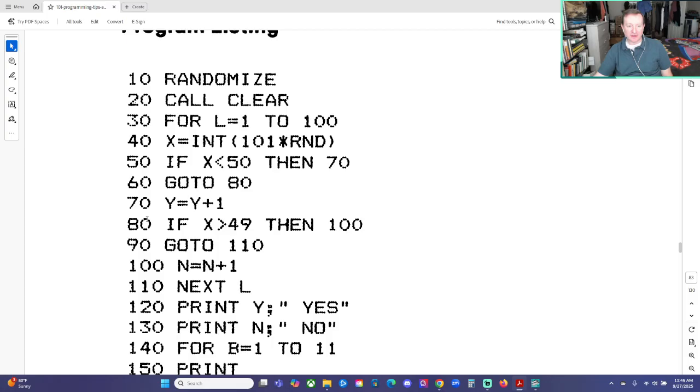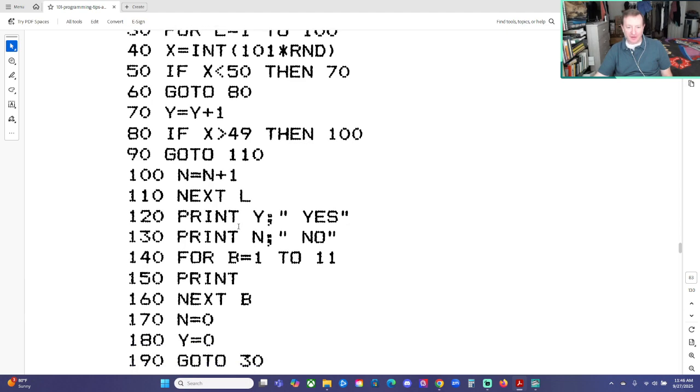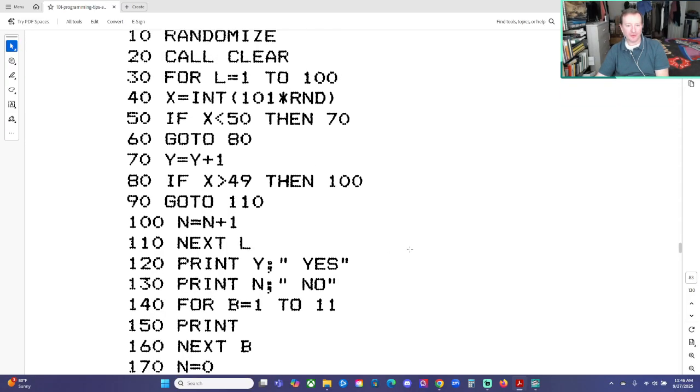Line 60 just jumps ahead to line 80. If it's greater than 49, then go to line 100. Do a little math, and then we print yes and no depending on which numbers were generated, and then we just have a little FOR-NEXT loop to generate 11 lines of empty lines that bumps the whole thing up towards the center of the screen. Pretty straightforward. It's a great little program.